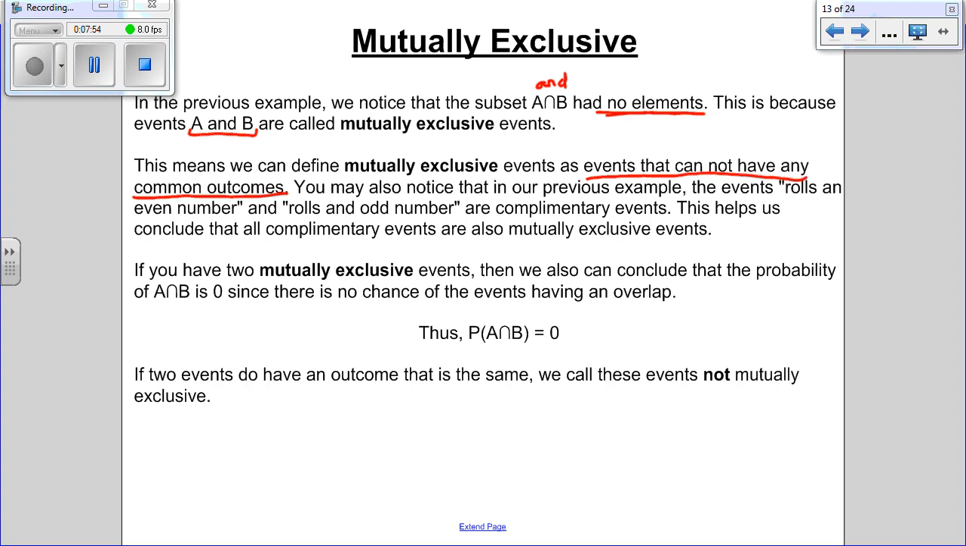You may also notice that in that example, those things weren't just mutually exclusive, they were complementary. Complementary means complete opposites of each other. Remember we talked about that on the very first day. Sets that are opposite of each other are complementary events. Same thing with my raining example. Event A is it's raining outside, event B is it's not raining outside. Those are complementary events. They're complete opposites of each other.